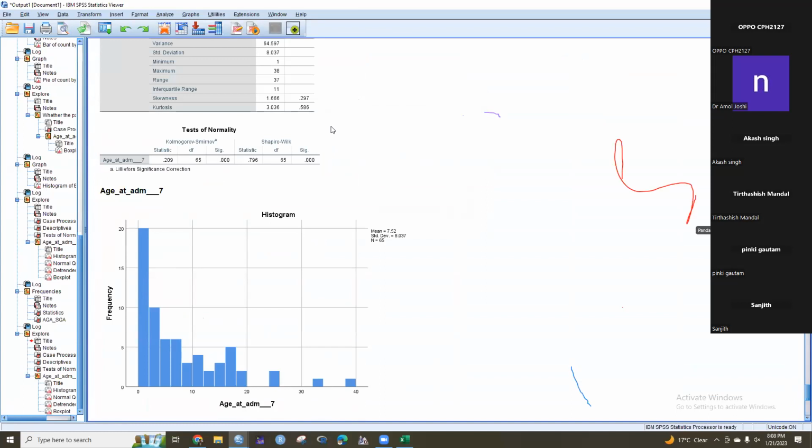Sir, how do we analyze a Likert scale? This Likert scale is just a way of measuring attitude on a 1 to 5 or 1 to 10 point scale. So for that, you can also present the median and quartiles.